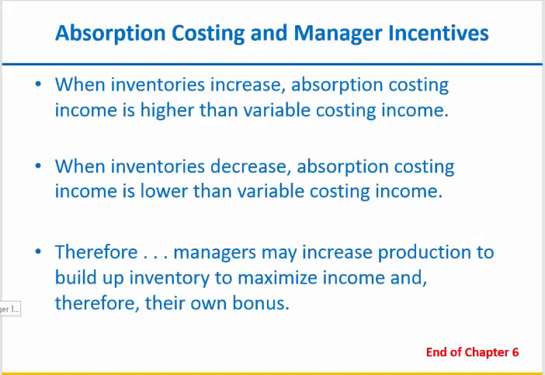And finally, I want to give you some interesting arguments here and why there are two different systems. Especially there are a lot of criticisms of absorption costing. That's why variable costing is very popular for internal research, for internal analysis. So you don't have to know the reason, but try to remember the conclusions. When inventories increase, absorption costing income is higher than variable cost income. So there is basically an incentive sometimes for managers. And when the inventories decrease, absorption costing income is lower than variable cost income.